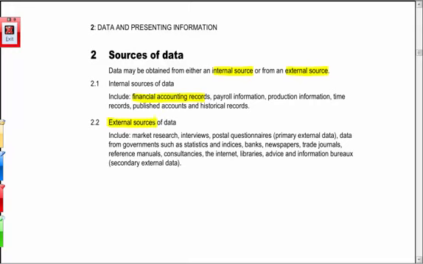External data then, there's a wide range of external information, and businesses need to make the best use of that. So it could be asking people, so some primary data such as market research, interviews or other forms of questionnaire, or it might come from information that's been published by the government, so different types of statistics and indices that we'll be working out how to calculate later on, or it might come from other external bodies like banks, trade associations or newspapers. There's a wealth of different information as well for things like the internet, the library.